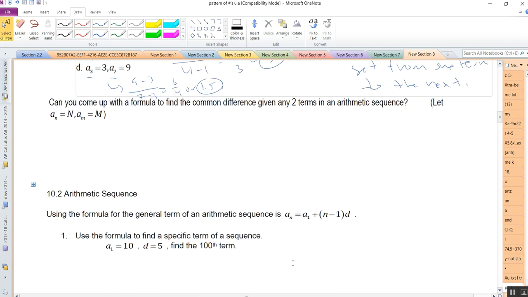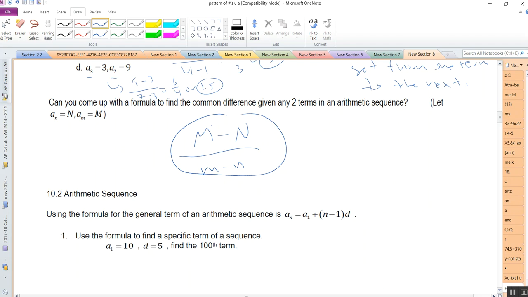Here it says, can you come up with a formula to find the common difference given any two terms? Well, yeah, I just did it for you. It's m minus n over little m minus little n. So capital M minus capital N over little m minus little n.